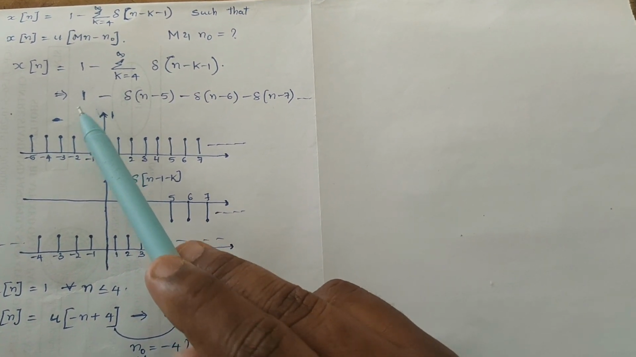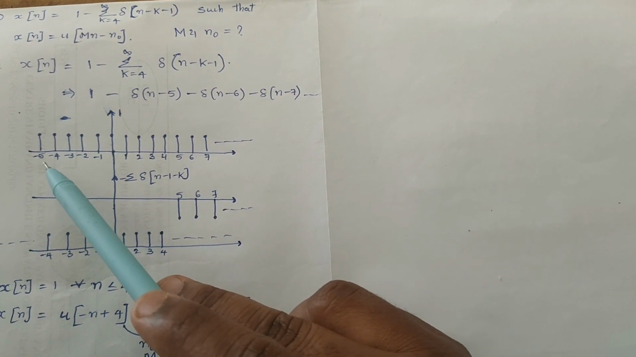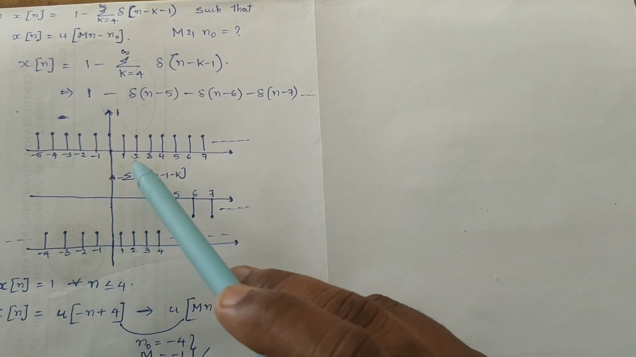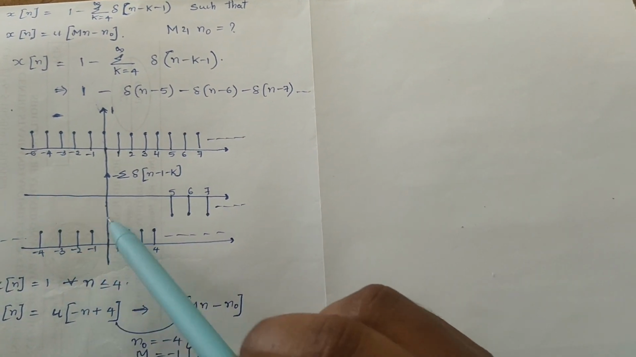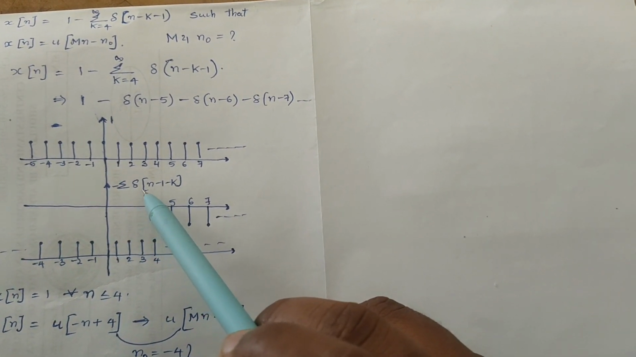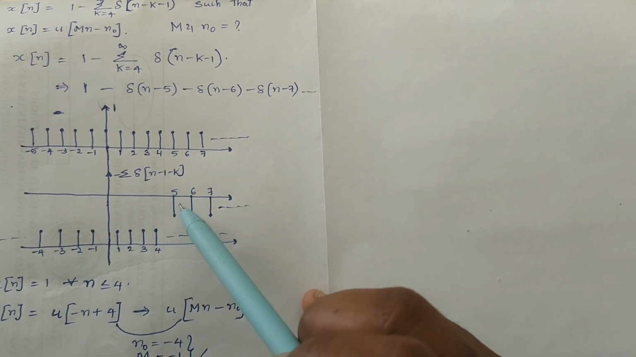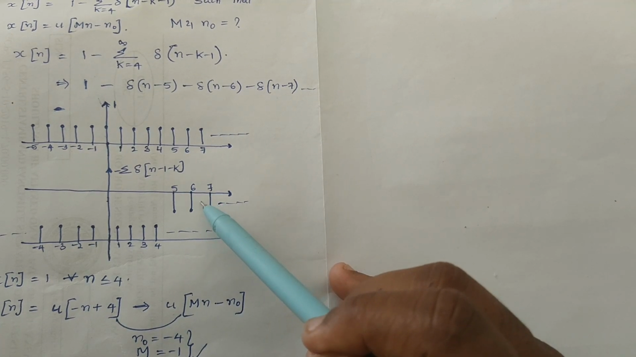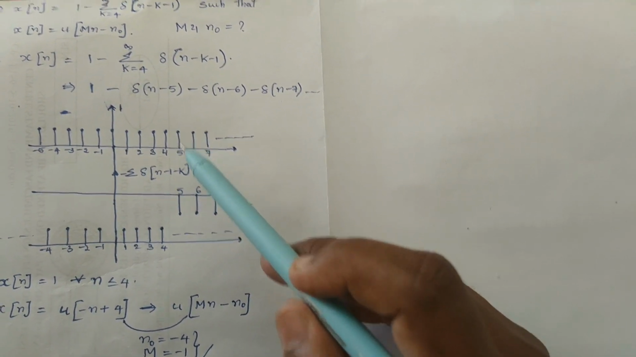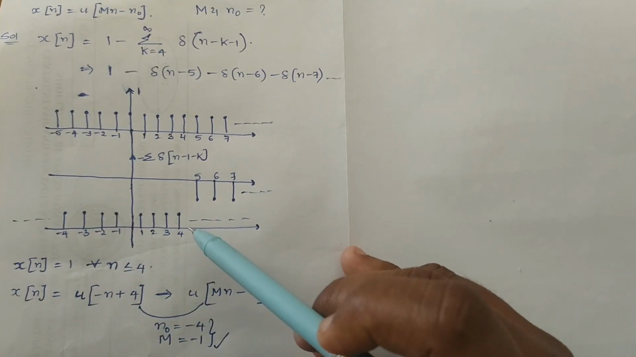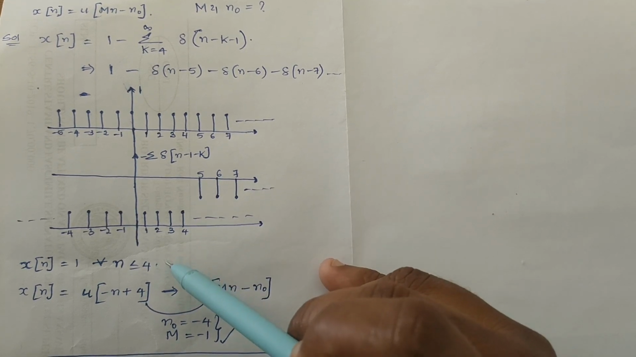1 represents that its amplitude is 1 at all values of n, from 1, 2, 3, 4, 5, 6, 7 and so on, and minus 1, minus 5 and so on. Now second, you have to subtract these from these. N is equal to 5, n is equal to 6, n is equal to 7. You have to subtract these values from this, so you will get constant values of 1 at n less than or equal to 4.